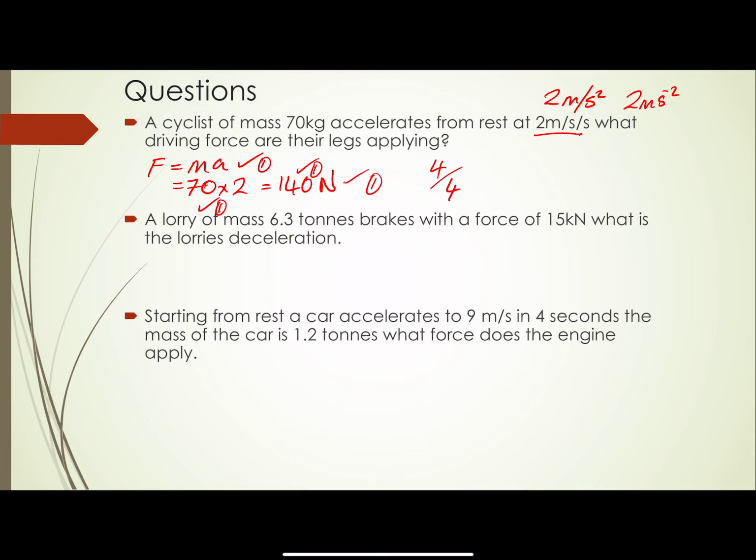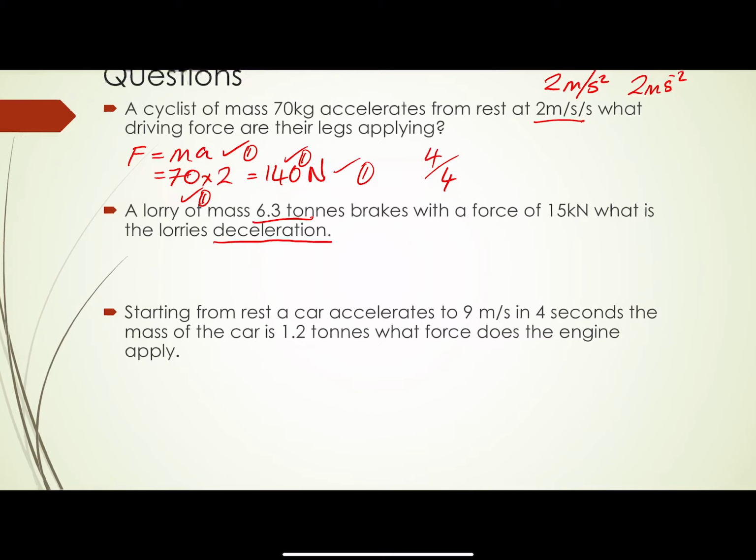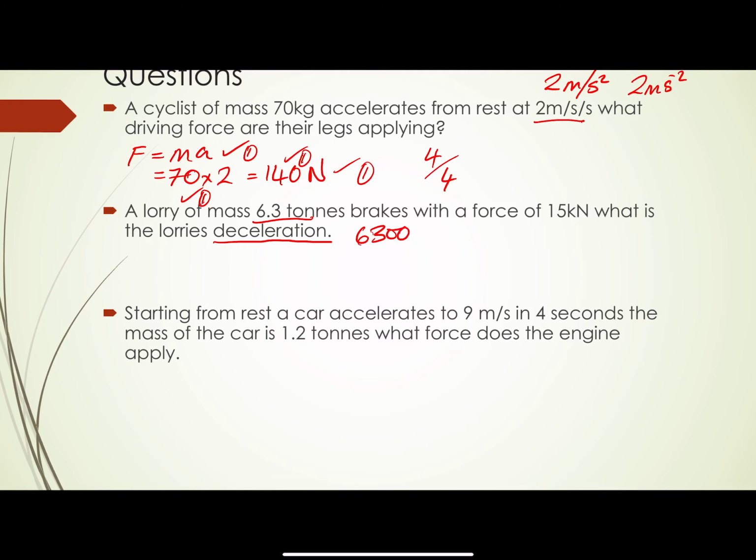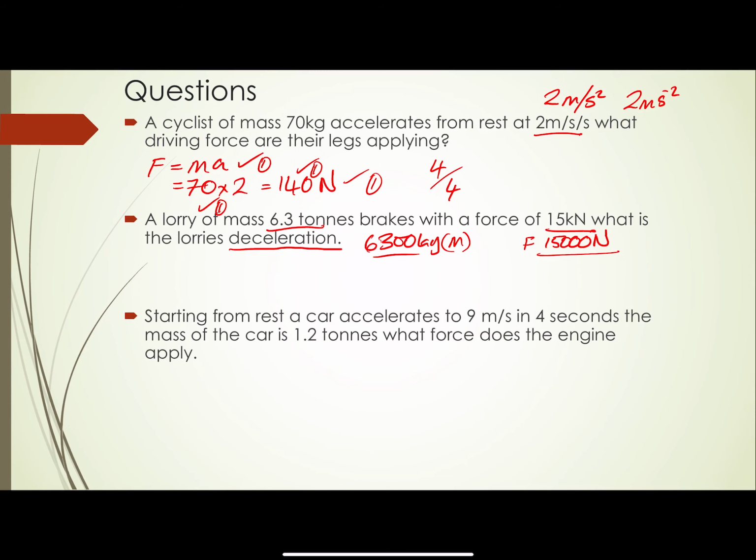A lorry of mass 6.3 tons brakes with a force of 15 kilonewtons. What is the lorry's deceleration? Okay, so we're just going to use the F equals ma equation again, but we have to change 6.3 tons, that's the mass, to kilograms. So it's 6,300 kilograms, that's the mass. And we've got a force here, and it's 15,000 newtons. 15 kilonewtons is 15,000 newtons.